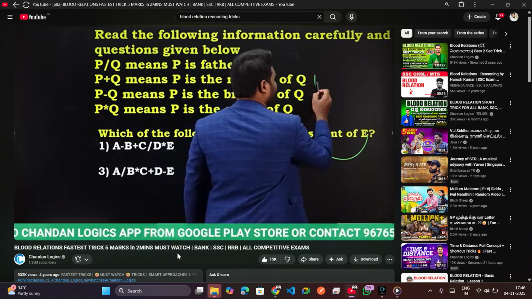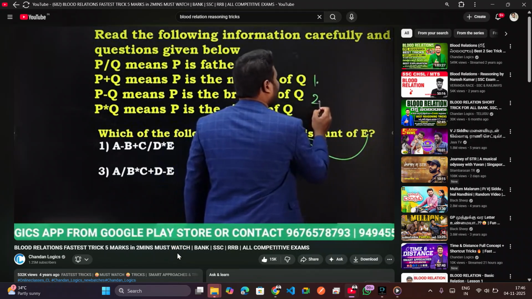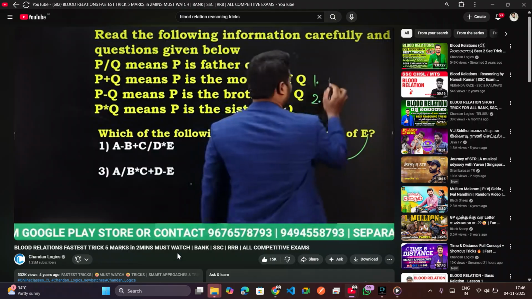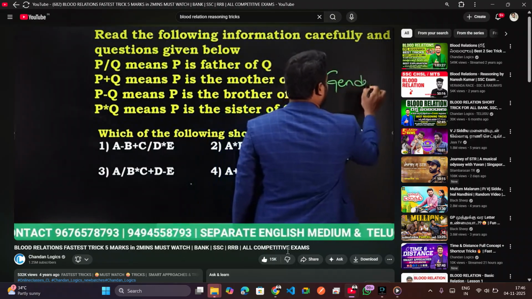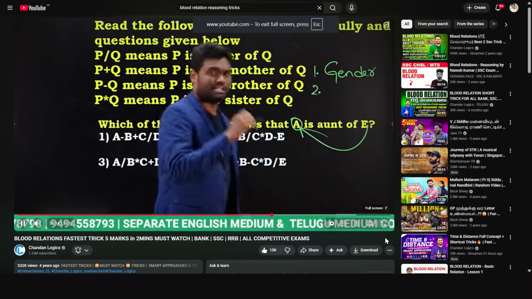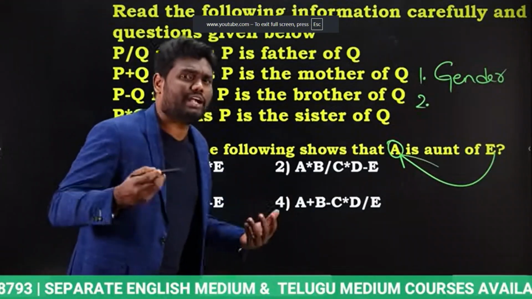Need to eliminate the option. Then how do you eliminate the option? If I need to eliminate the option, the first elimination is based upon gender. Now how do you eliminate using gender?